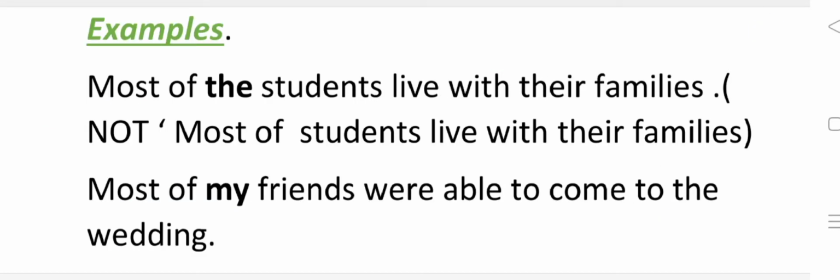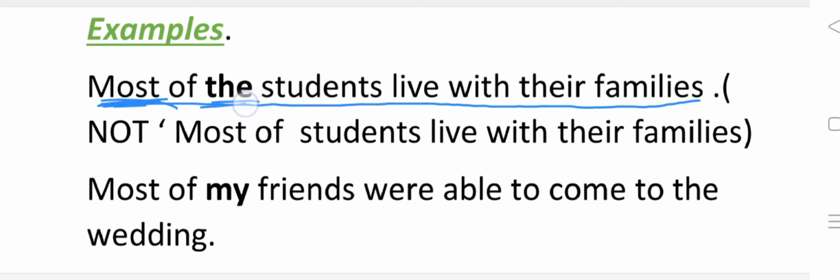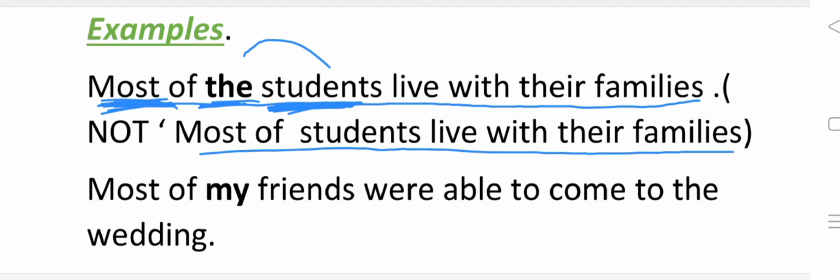For example, most of the students live with their families. In this example, most of is followed by the determiner the, and it is followed by a countable noun, or the noun is preceded by the determiner the. So in this case we have to use most of, not most of students. We have to put the determiner before that. So most of precedes a noun which is preceded by the determiner the.